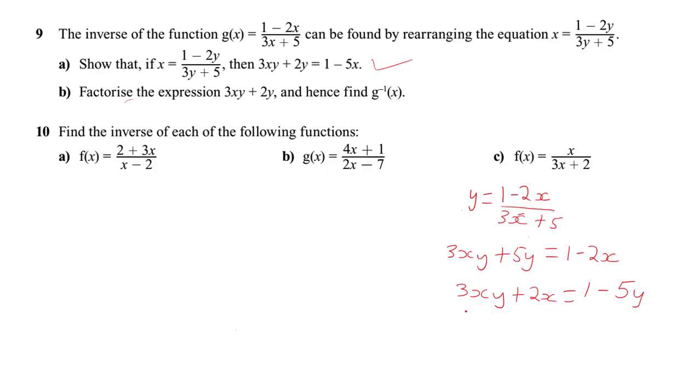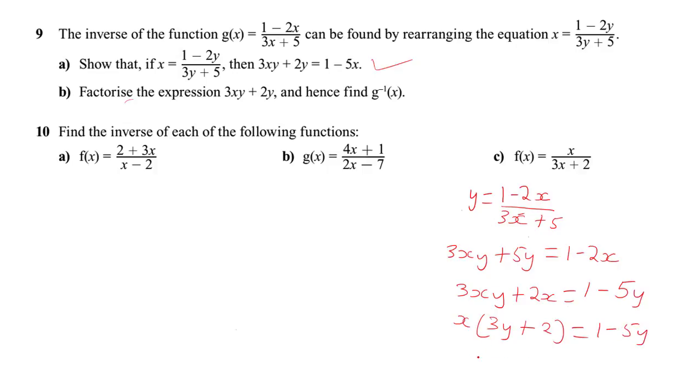It's about bringing the x on one side. Now, if you want to make x the subject, in a case like this, you normally have to factorize. I've got an x term there and an x term there. Factorize that. So you're going to have x times 3y is 3xy, and then x times 2, is going to be basically 1 minus 5y.